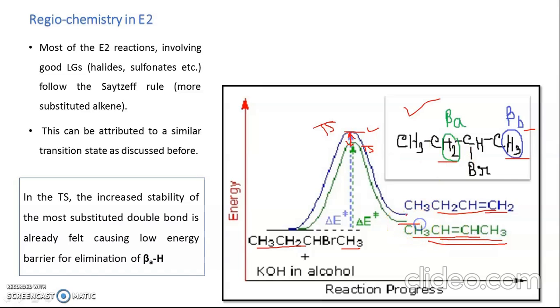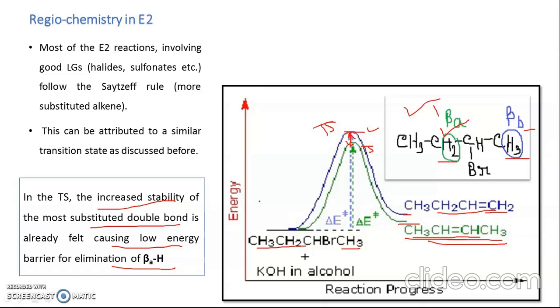You can see the final product stability, that is also more stable is this one. Okay. So in the transition state, increased stability of the most substituted double bond is already felt, causing low energy barrier for this beta hydrogen, that is these two hydrogens. So here also, when the leaving groups are very good, for example halide, sulfonate, this type of leaving groups, then it is just same as you have seen in case of E1.